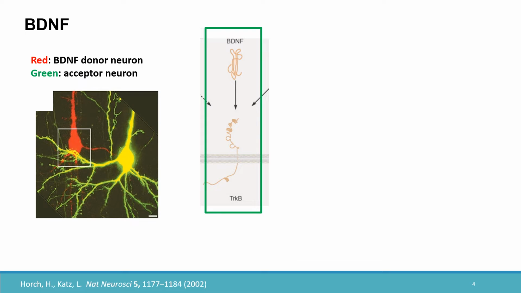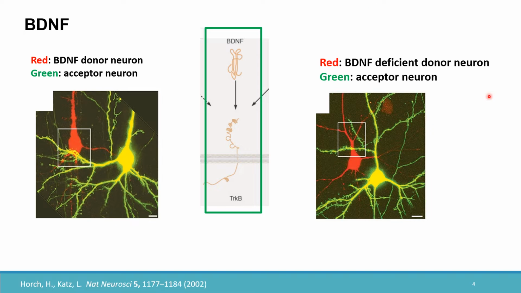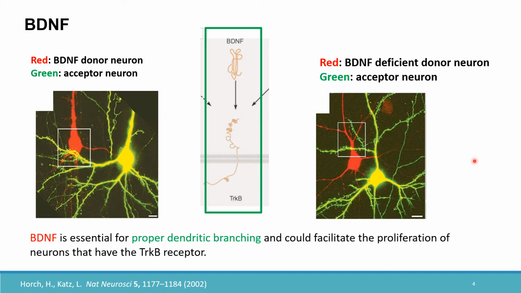In one experiment, researchers expressed red fluorescent protein in pyramidal neurons that secrete BDNF and studied whether these neurons affect the proliferation of nearby neurons labeled in green. We can see that the presence of BDNF facilitates proper growth of dendrites with complex arborization. In comparison, acceptor neurons that are in the vicinity of a BDNF deficient donor neuron have abnormal arborization. This indicates that BDNF is essential for proper dendritic branching and could facilitate the proliferation of neurons that have the TrkB receptor.